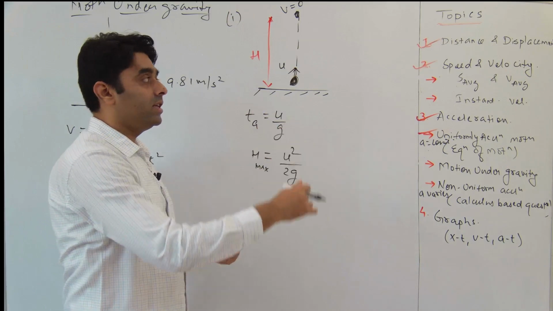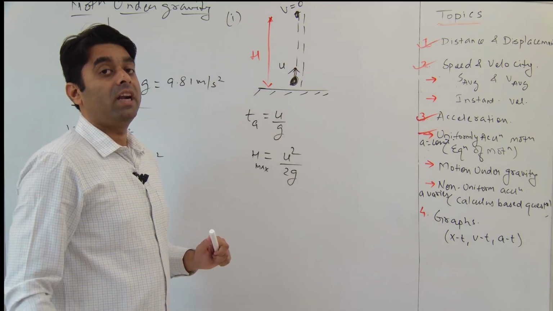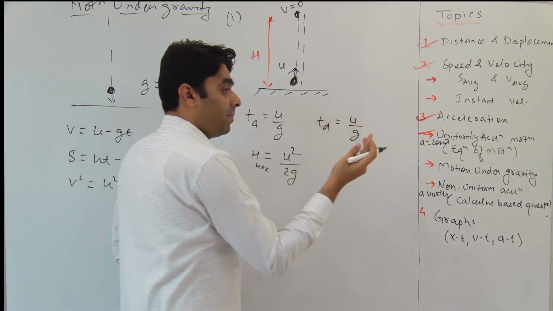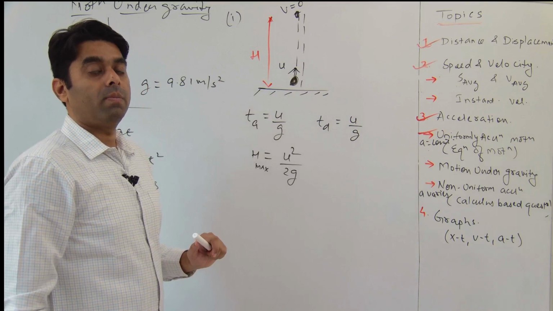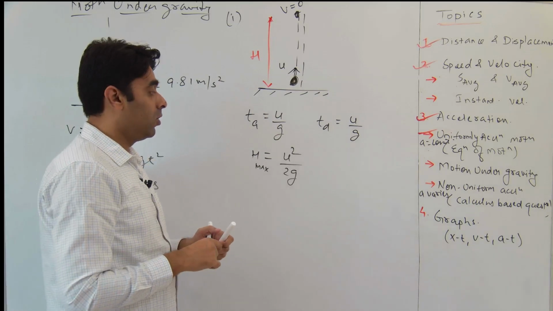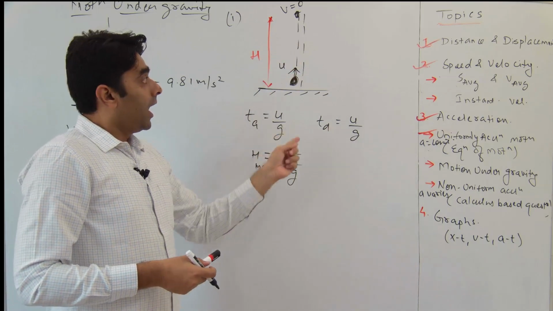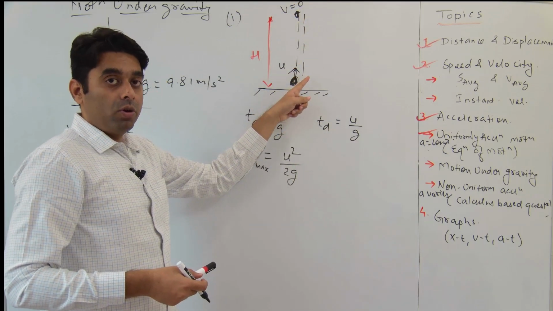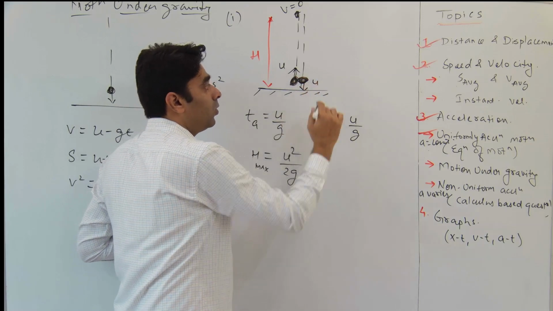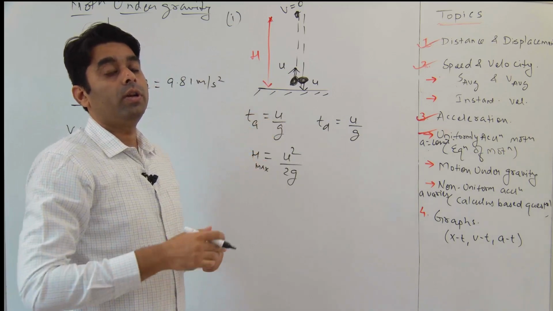Again, the particle will reach a height h and then finally it will fall down. The time taken by the particle to come down is termed as time of descent, and time of descent is given as again u by g. Time taken by the particle to go up and time taken to come down are equal, and their magnitude is u by g. Also, we can remember one more thing: if a particle is thrown up with a speed u, it will reach the topmost point, speed becomes 0, and when it returns back, its speed will again be u only, obviously in downward direction. Velocity will be minus u, but speed will be u only, right?